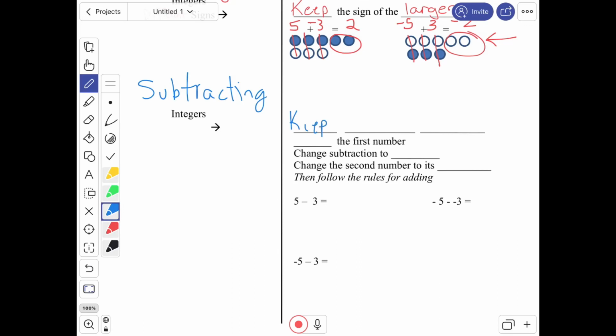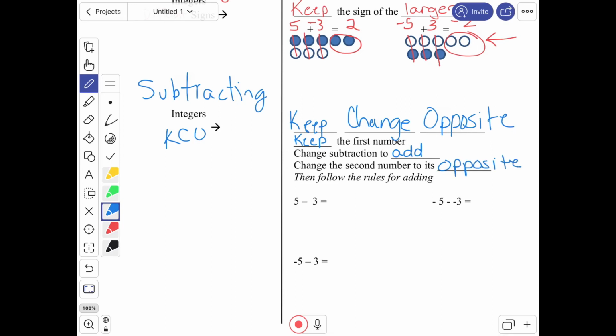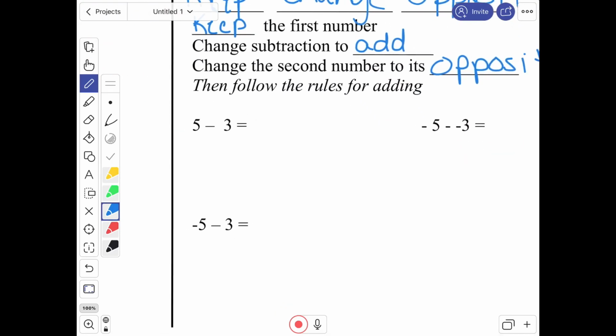And when we subtract integers, we use keep, change, opposite, or keep, change, change. You keep the first number, change subtraction to addition, then change the second number to its opposite. So if it's positive, you change it to negative. If it's negative, you change it to positive.